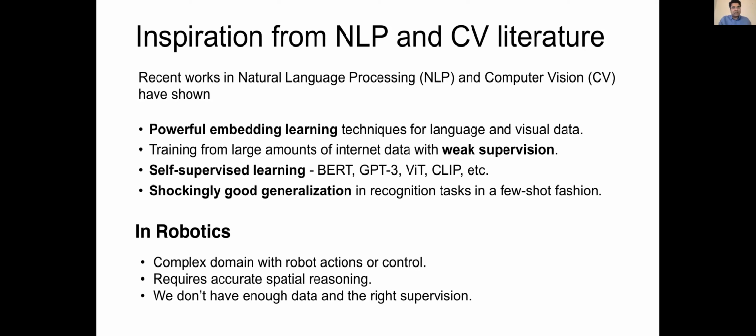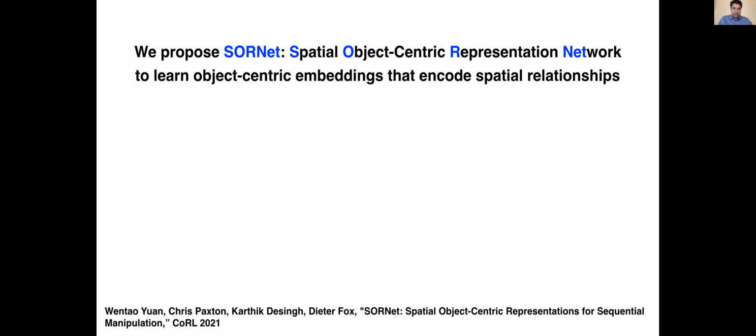So having said that, we are taking a step towards addressing some of these issues while leveraging the advancements in NLP and computer vision. With that, we present our first iteration of the middle ground approach that I was talking about. We propose SORNet, a spatial object-centric representation network that learns to output object-centric embeddings, which encode spatial relationships.